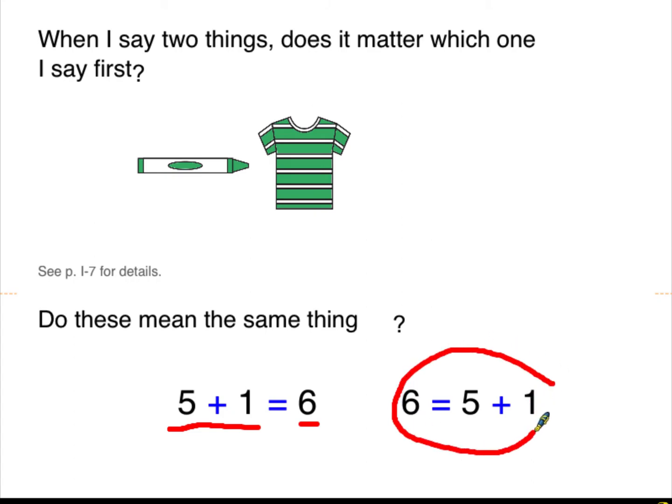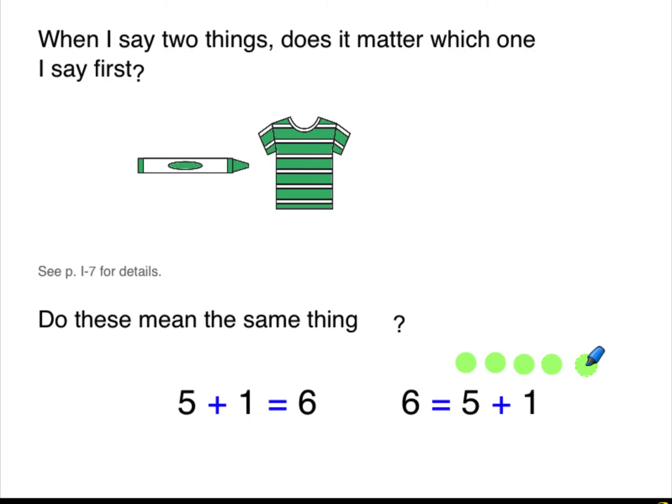But grade 1 never believes me when I say you can do this. But that's just what the equals means. This is the same as this. And it is. Look. 6 is the same as 1, 2, 3, 4, 5, and 1. Count them. See? Same. 6 is the same as 6 on this side, 6 on this side.